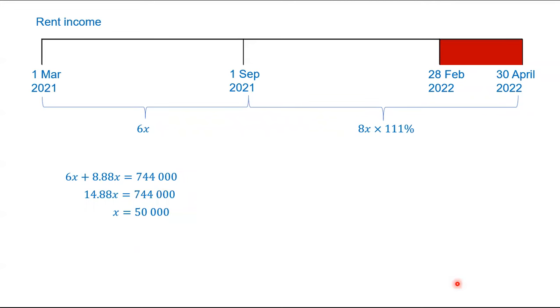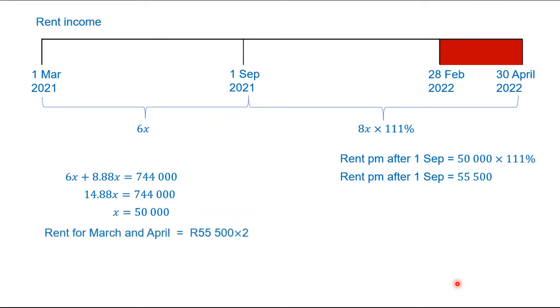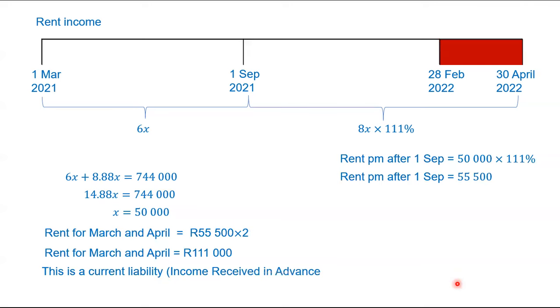So we still need to find rent per month after the increase by taking that 50,000 multiplying by 111%. 50,000 times 111% will give you 55,500. So rent for March and April will be 55,500. But because it's 2 months, I'm going to multiply it by 2. It'll give me 111,000. That 111,000 is a current liability since it's income received in advance. I am going to record it in trade and other payables as income received in advance.